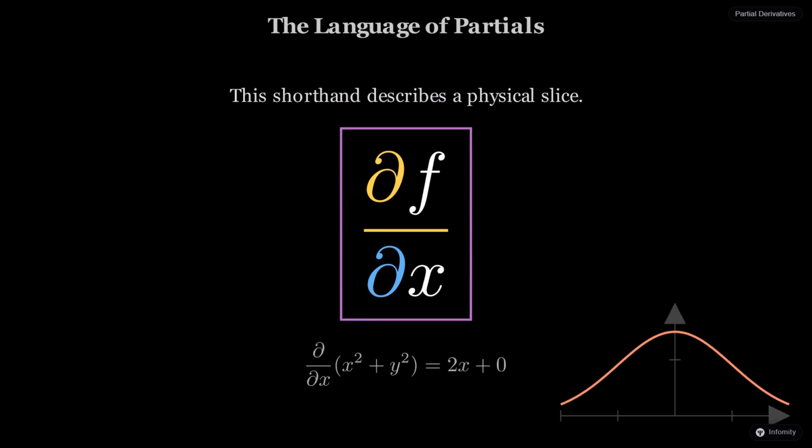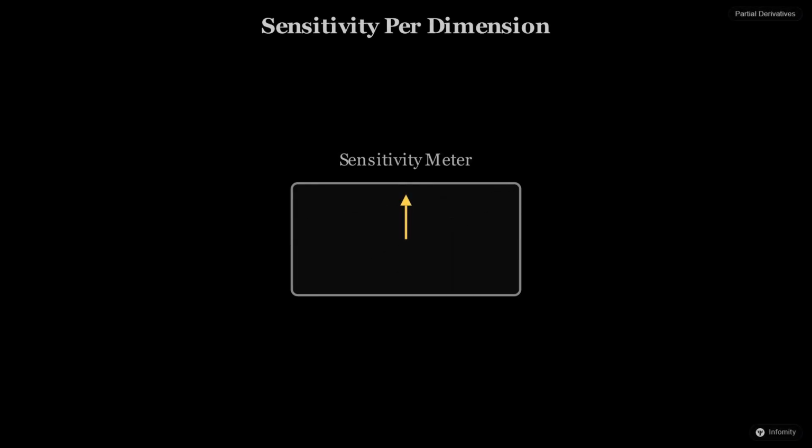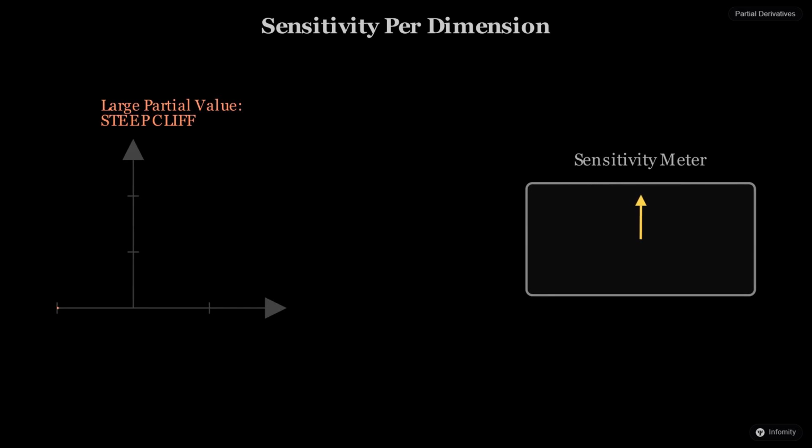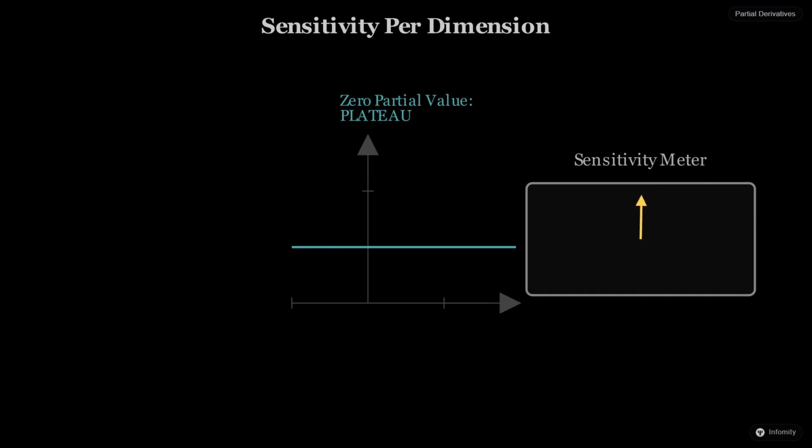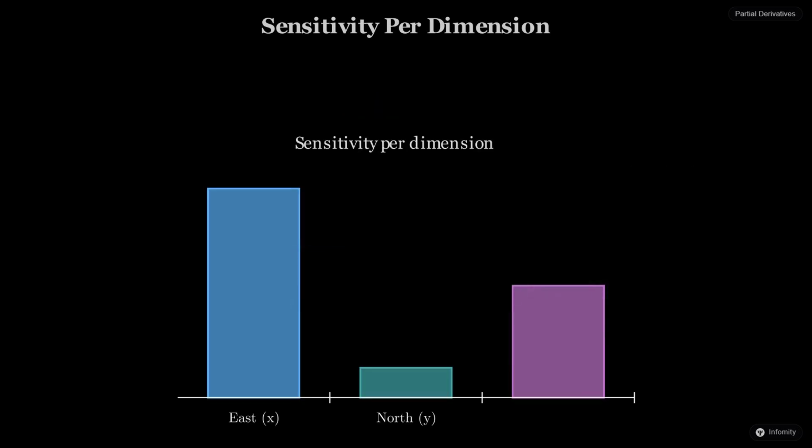It reminds us that we are only looking at one specific direction of change while ignoring the rest of the world. A partial derivative is essentially a sensitivity meter. If the partial with respect to east is a large number, it means a tiny step east results in a massive change in height. Think of it like a steep cliff face. If the value is 0, you are standing on a flat plateau in that direction. By calculating these values, we can pinpoint exactly which input has the most dramatic influence on our current state on the mountain ridge.